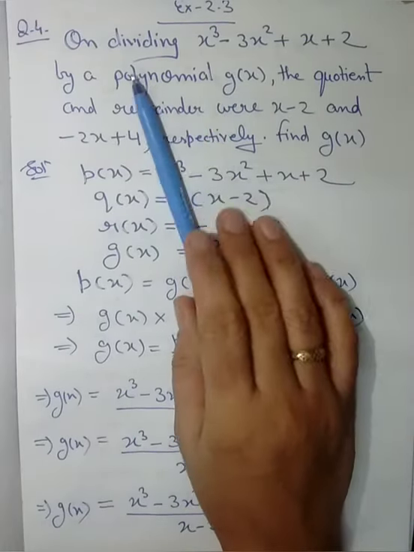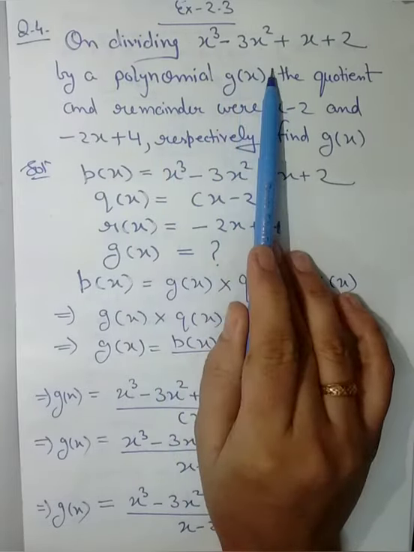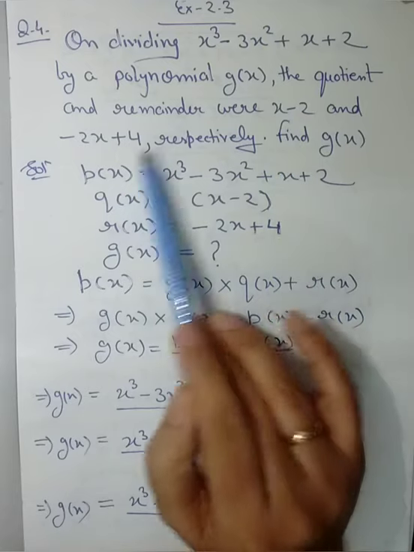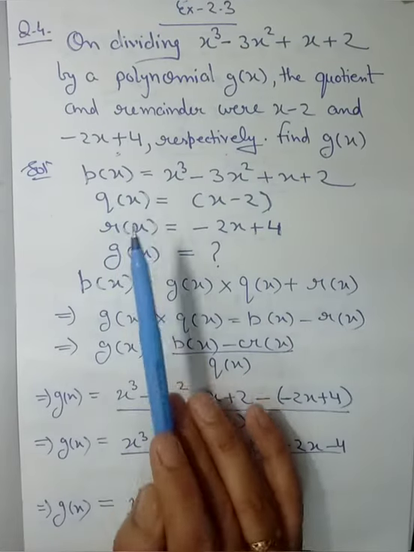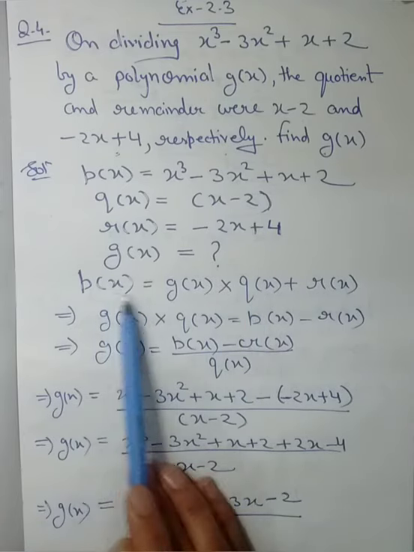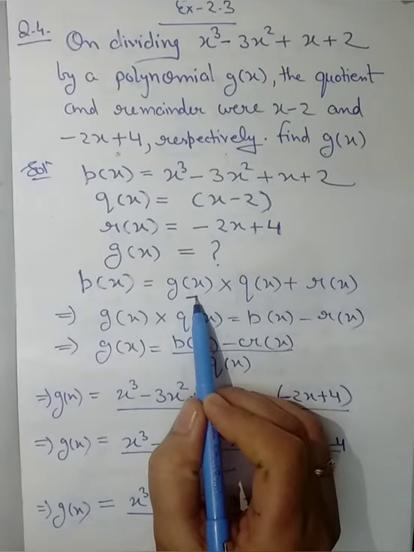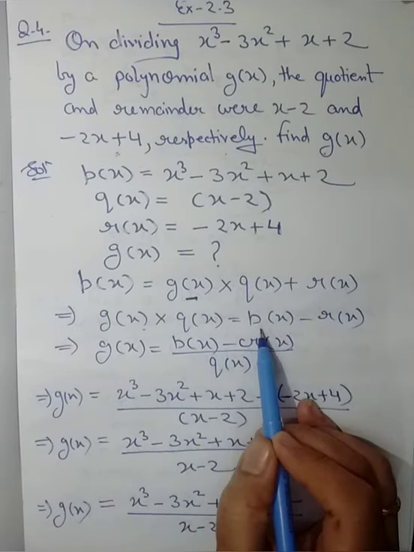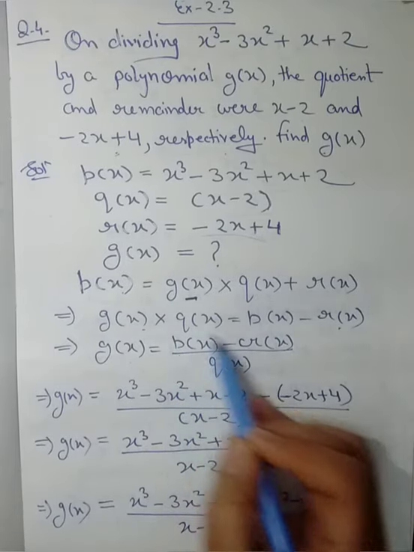Now one more question. This is again of NCERT exercise 2.3 question 4, on dividing a given polynomial by a polynomial g(x). Here g(x) is unknown, meaning the divisor is unknown. The quotient and remainder were x minus 2 and minus 2x plus 4. We have to find g(x). p(x) is known, q(x) is known, r(x) is known, g(x) is unknown. We will apply the formula: dividend is equal to divisor multiplied by quotient plus remainder. We have to find the divisor, which is represented by g(x). So g(x) multiplied by q(x) is equal to p(x) minus r(x).